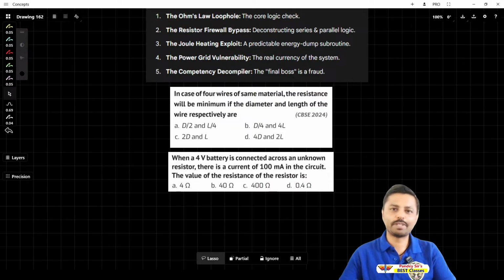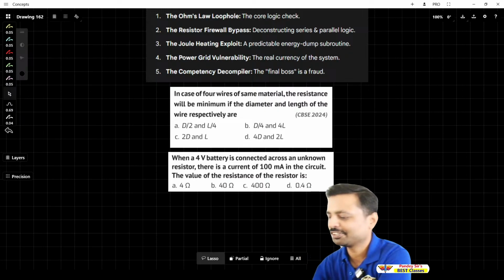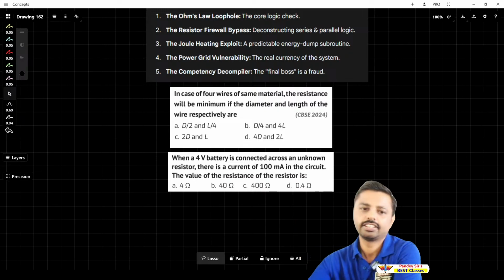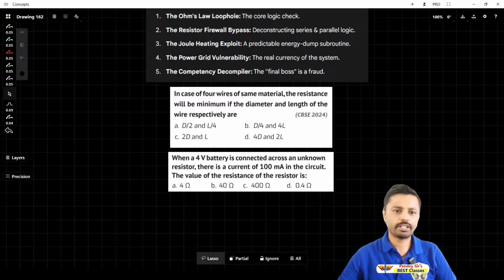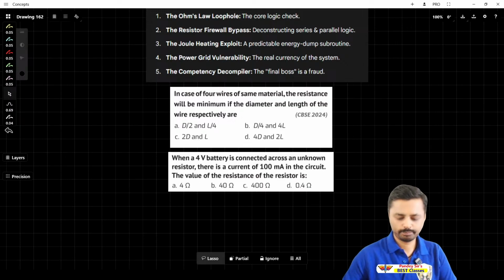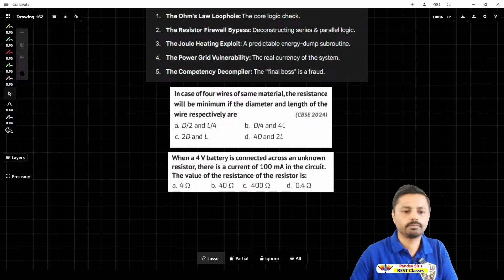Actually, my system itself has a glitch, so I'll just take care of that. The writing pad was not connected well. Let's see. It should be working now. Yeah, it's working.